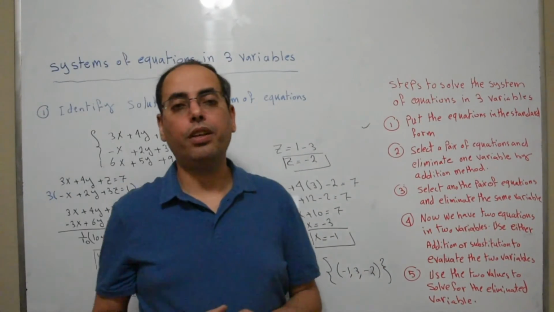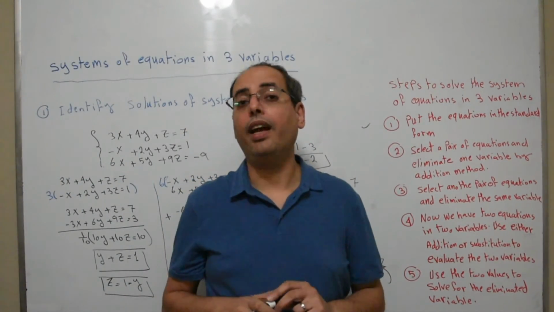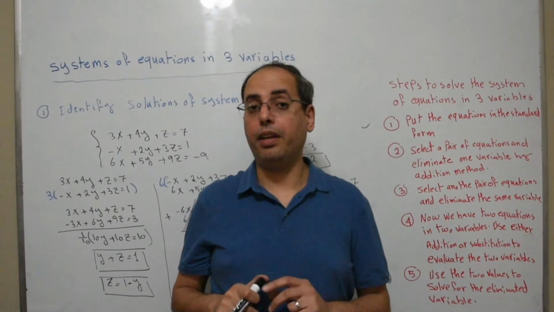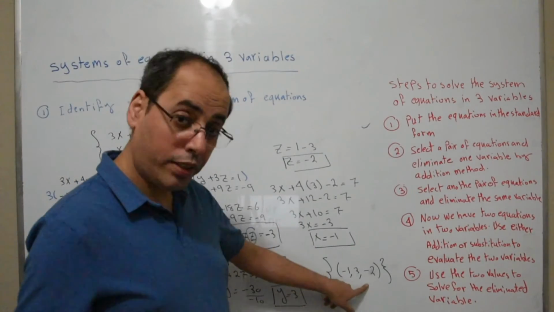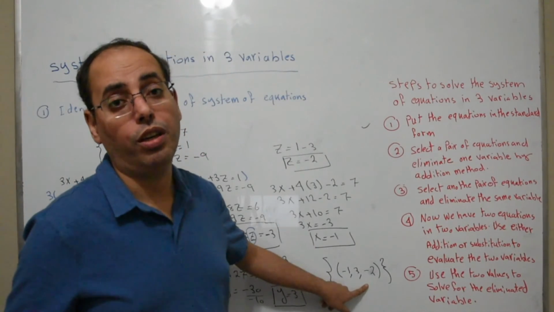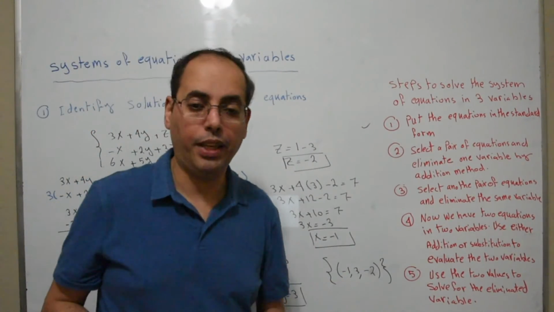Question: what kind of solution is that? This one is consistent. The system is consistent, and I have one solution here. The variables are independent. Okay?